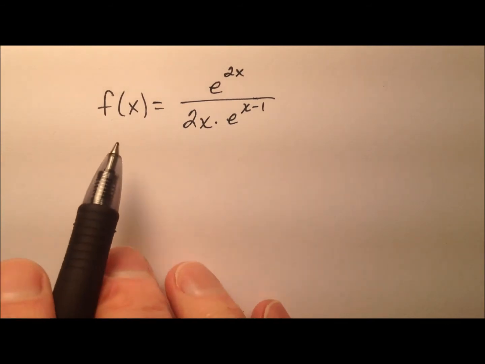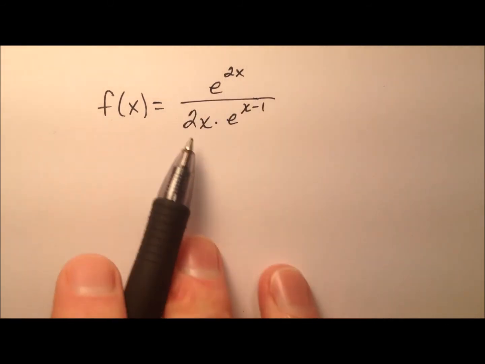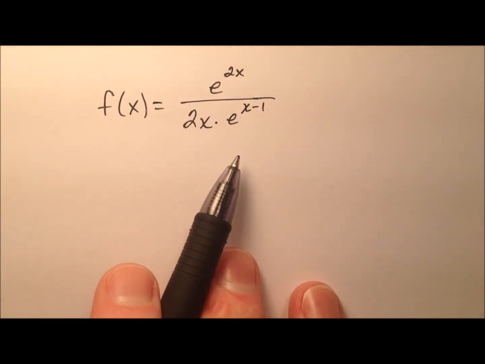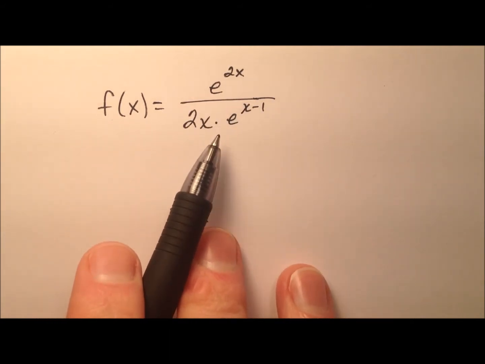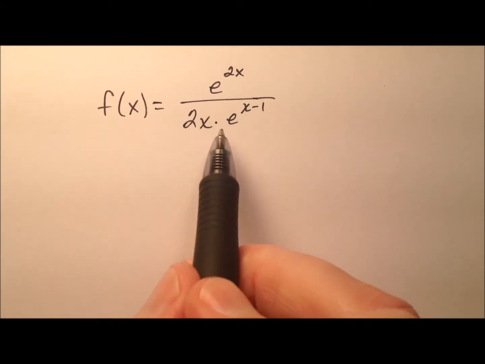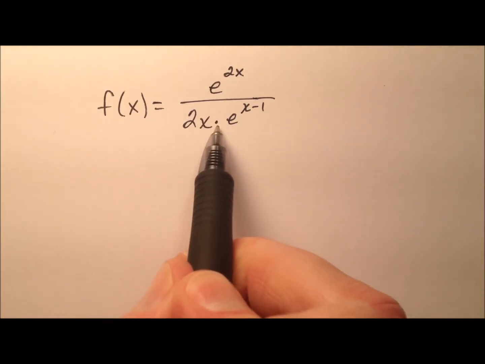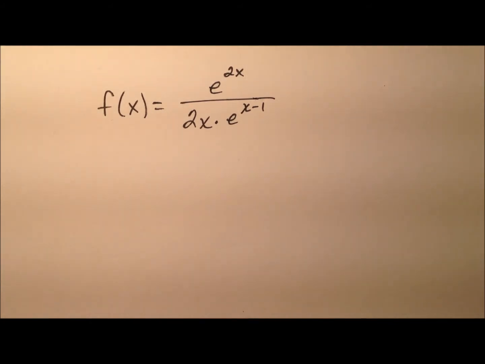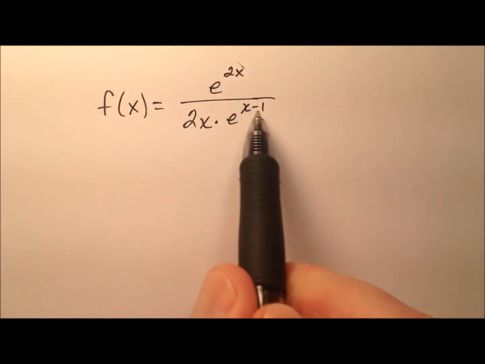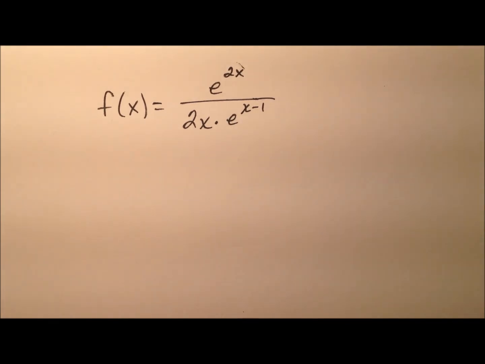In this example, I have this function f, and I would like to find its derivative. All right, so the first thing I look at here is that I have a rational expression, so I'm going to have to use quotient rule. In the denominator, I'm multiplying these two functions together, this 2x and this e to the x minus 1, so product rule. But it also looks like I have chain rule going on. So, lots of stuff going on.